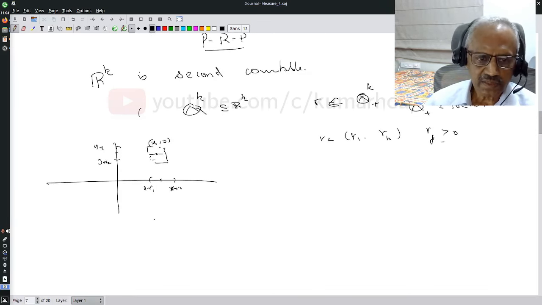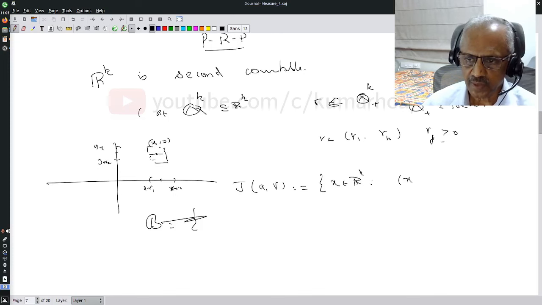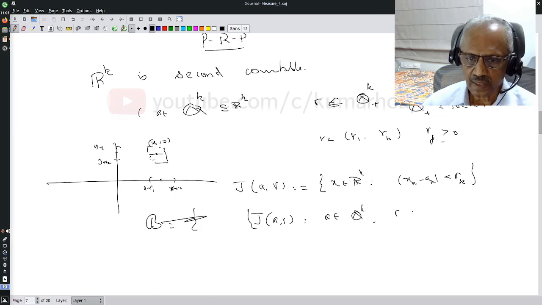So let us look at this collection B, which consists of all J(A, R). Let A be an element here. J(A, R) is the set of all X in R^K so that modulus X_K minus A_K is less than R_K. This kind of rectangle. These are all intervals. You can see that. Then this collection J(A, R) as A varies over Q^K and R varies over (Q+)^K, this is a countable basis.